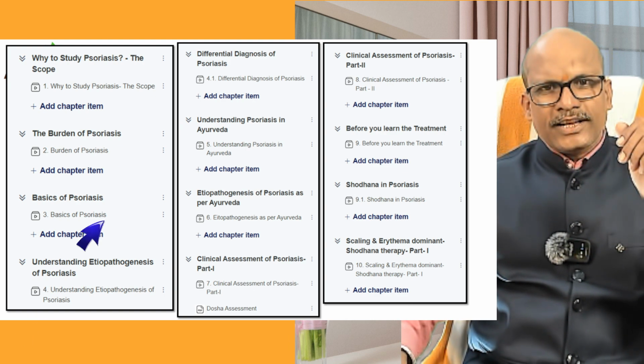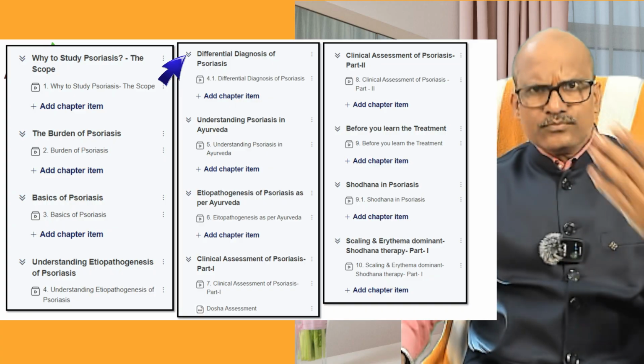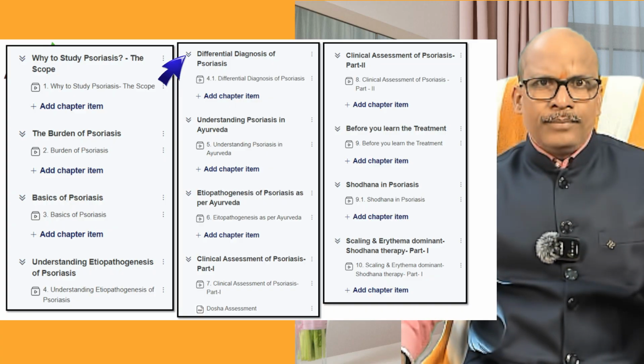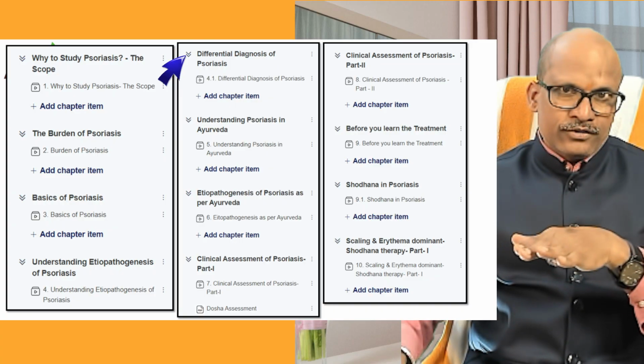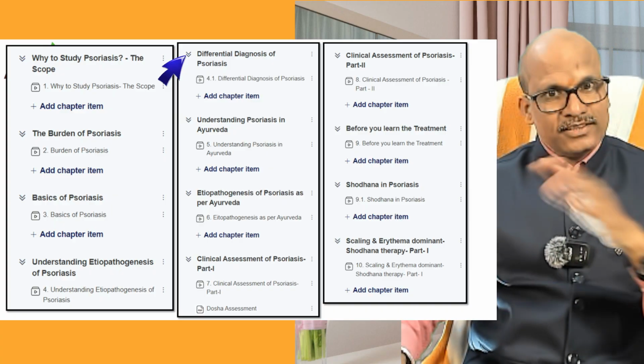Next comes differential diagnosis of psoriasis. We are taking live cases where people failed to diagnose, or wrongly diagnosed it as psoriasis, or wrongly diagnosed it as another disease like that.